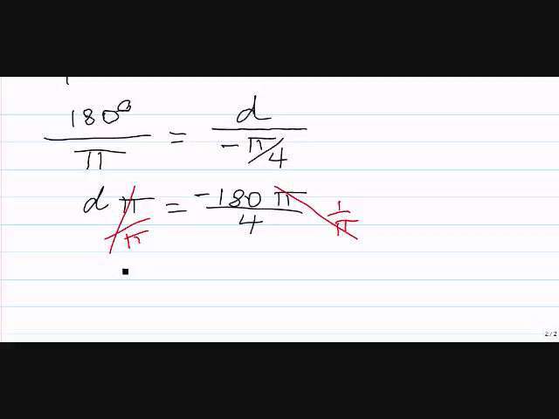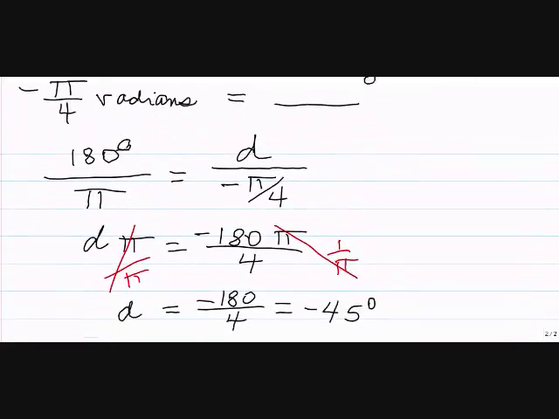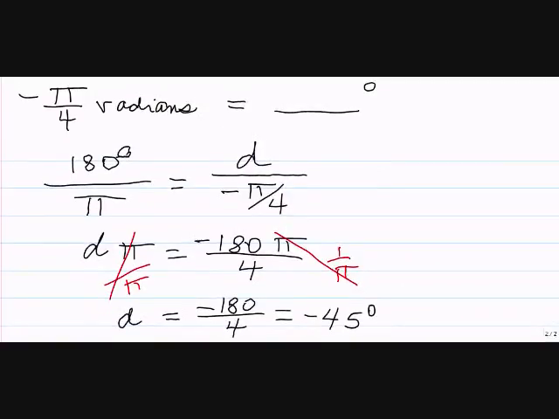And my number of degrees is negative 180 divided by 4, but that fraction will simplify to what? 180 divided by 4 is 45, so this is negative 45 degrees. It's the same thing as negative pi over 4 radians.